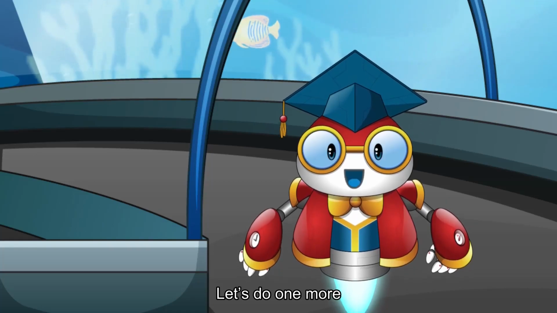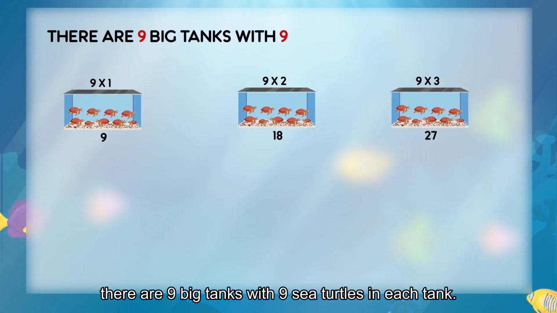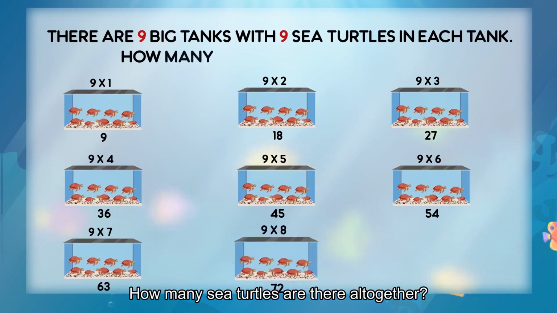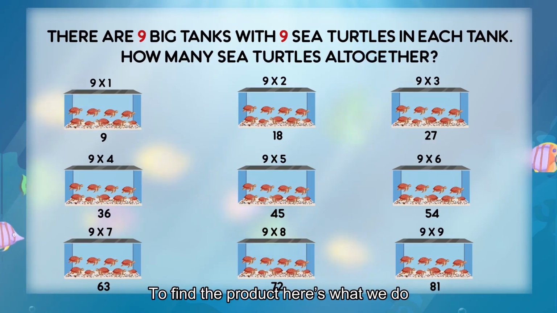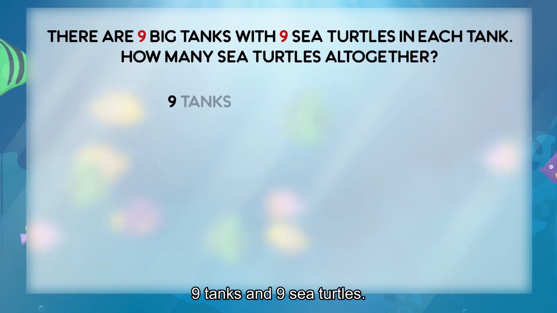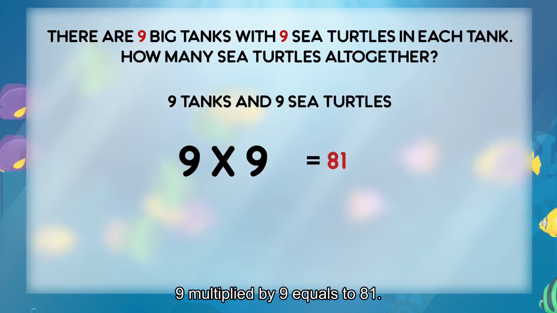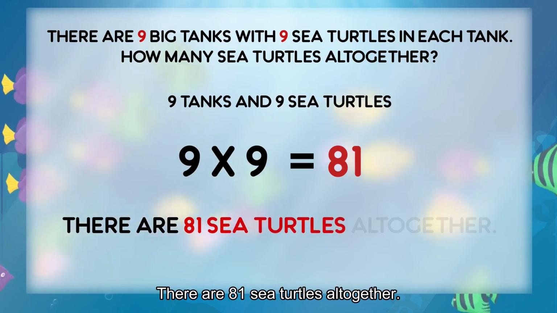Let's do one more. In another section of the aquarium, there are 9 big tanks with 9 sea turtles in each tank. How many sea turtles are there altogether? To find the product, here's what we do. 9 tanks and 9 sea turtles. 9 multiplied by 9 equals 81. There are 81 sea turtles altogether.